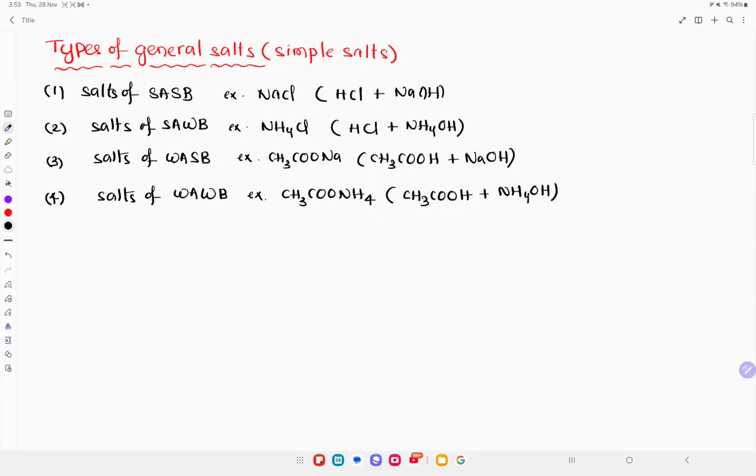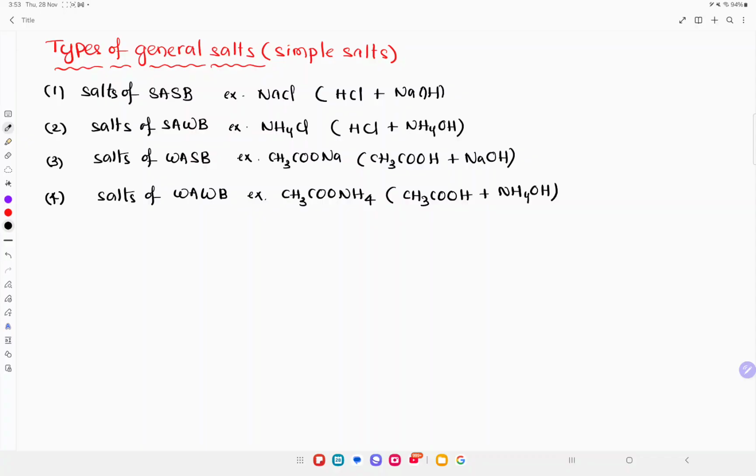In that, first one, salt of strong acid and strong base, NaCl. Second, salt of strong acid and weak base, ammonium chloride. Salt of weak acid and strong base, sodium acetate. Salt of weak acid and weak base, ammonium acetate.